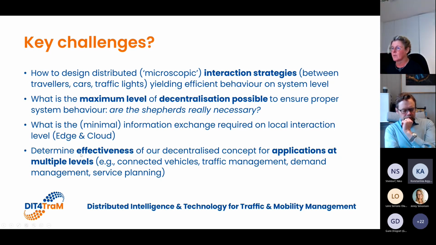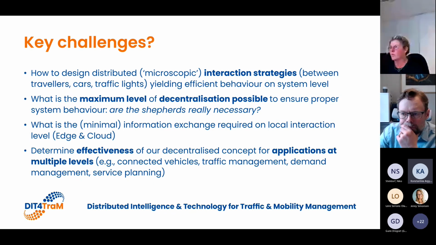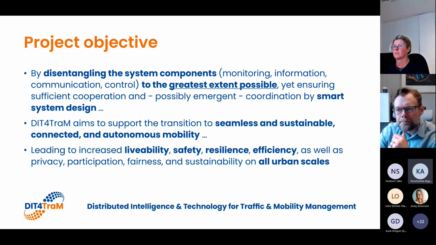And in the end, what we want to do is to determine the effectiveness of this swarm intelligence approach for different applications at different levels. So on the one hand, looking at connected vehicles, at traffic management, at demand management, at service planning. So for all these different types of applications, see how we can apply that swarm intelligence paradigm.